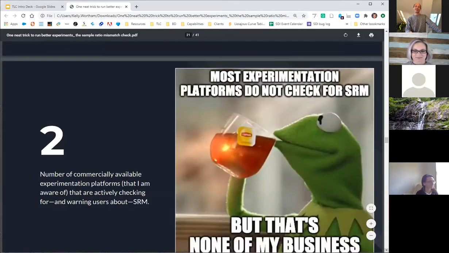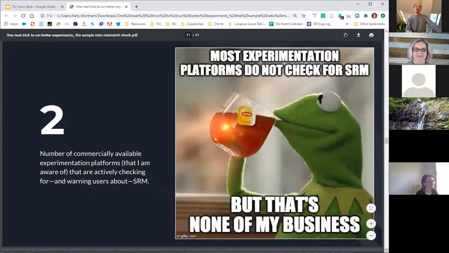I'm aware of only 2 commercially available SRM platforms that actively check and warn about SRM, and I'm not counting my own. Within Booking, our platform has been warning users about this for years now, and we find lots of different sources of this error. We try to help people diagnose why it happens. Microsoft does the same. But in the commercial space where you buy an off-the-shelf tool, I'm only aware of 2. I won't name them. That wouldn't be nice.